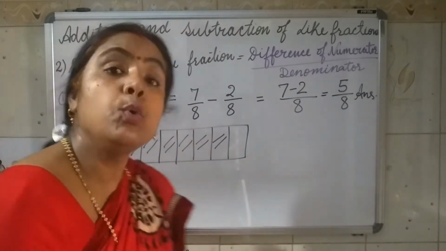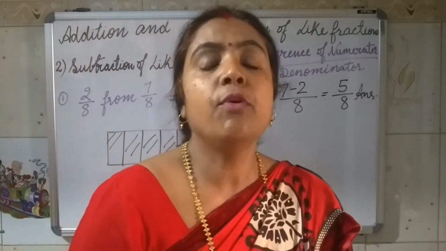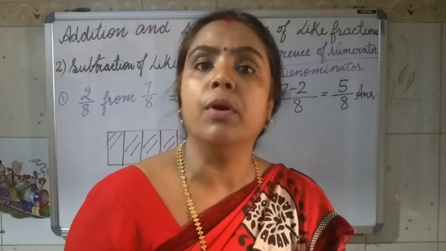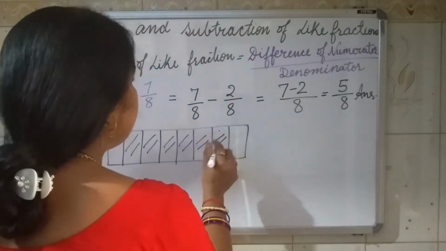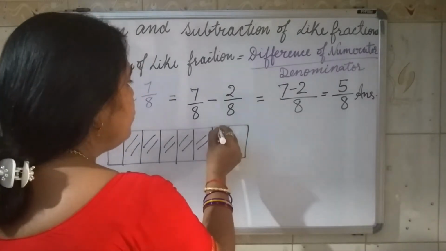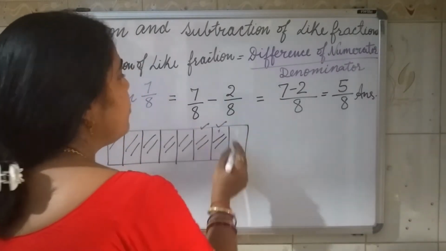Subtraction means to take away a number. You remember, what is subtraction? To take away a number. So what do we have to take out? We have to take away these two numbers. Since it is a picture, you cannot actually take them out, so these two we are going to remove.